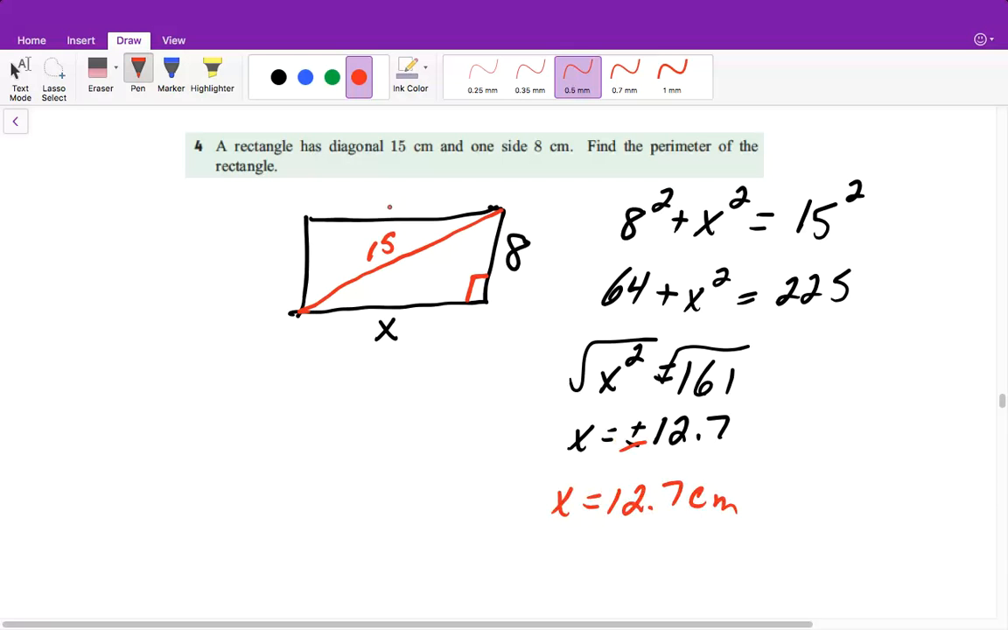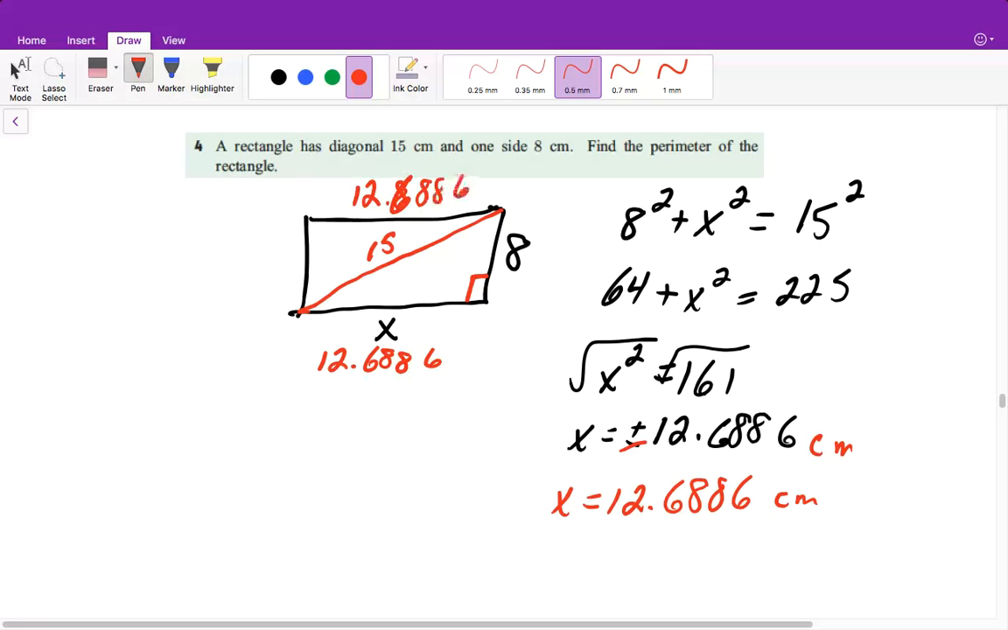But that's not just what we're trying to solve for here. Actually, let's not round right now. You should just use your answer button, but I'm going to leave it as 12.6886. Remember, you don't want to round in the beginning, you want to round at the end. So you should be using your answer key. But that means this is equal to 12.6886, and so is this over here, and this is equal to 8.